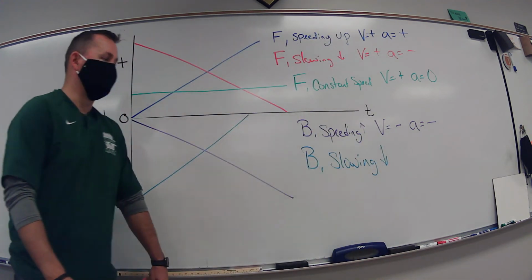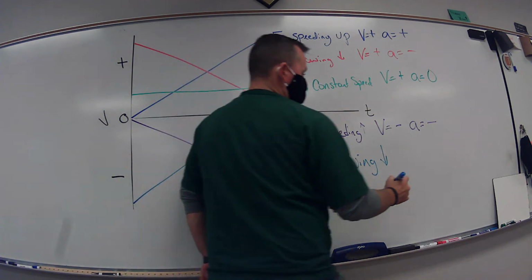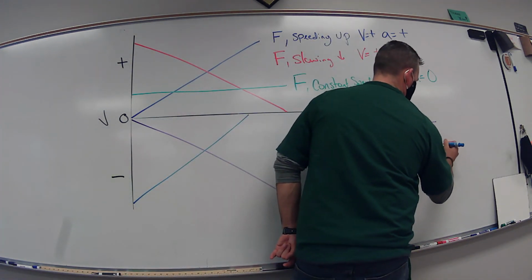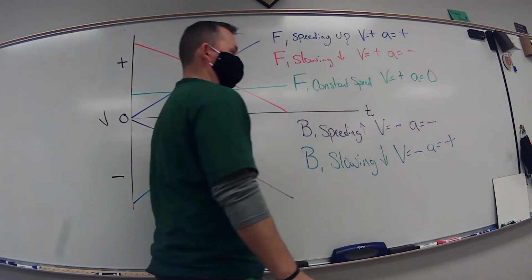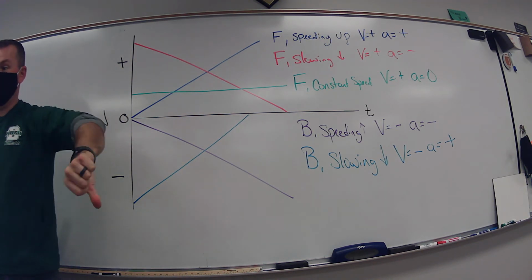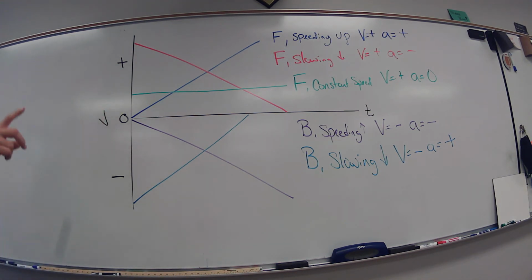Okay, so what do I know about my velocity and my acceleration? The velocity is negative and the acceleration is positive. Yes, my velocity is negative. My acceleration is positive. Where are we at? Are we here? Are we here? Where are we at? Excellent. Okay, I got one more that I want to show you.